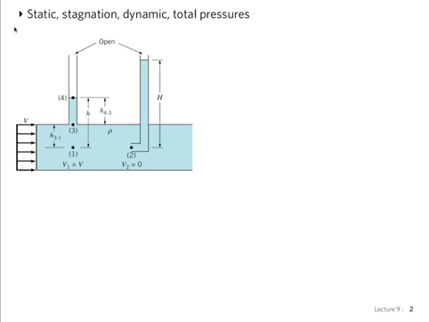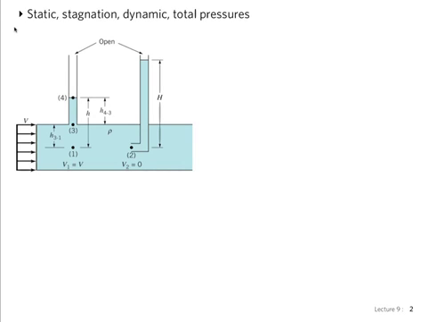So last lecture we were looking at this situation here to use it for defining different forms of pressure that we use in engineering: the static pressure, stagnation, dynamic, and total pressures. These are words that mean something in terms of our measurement of pressure.